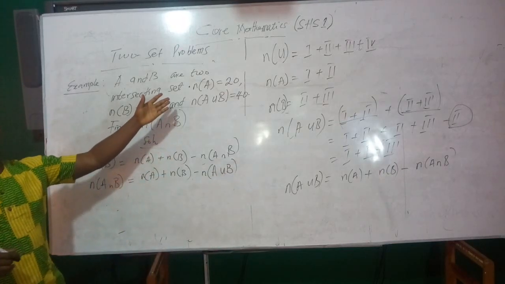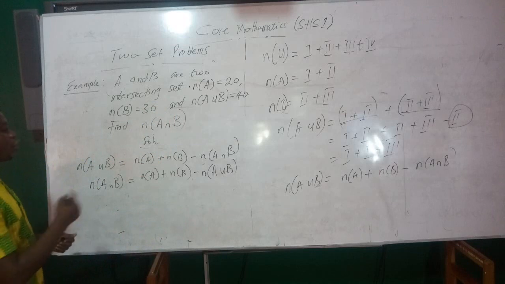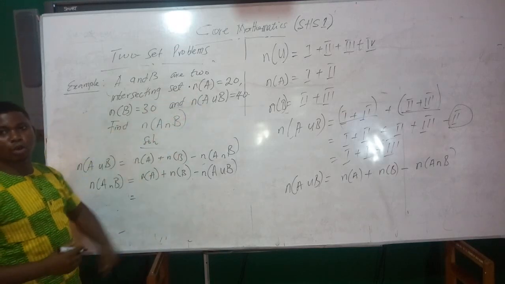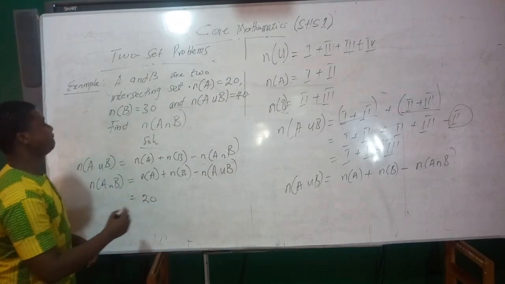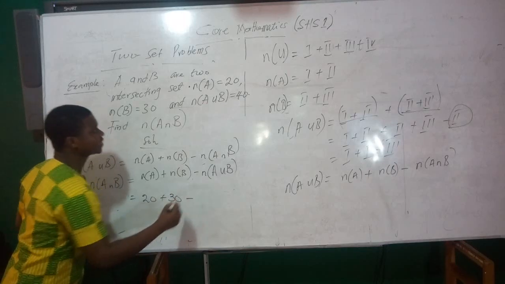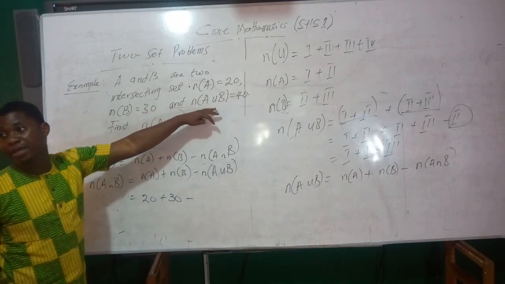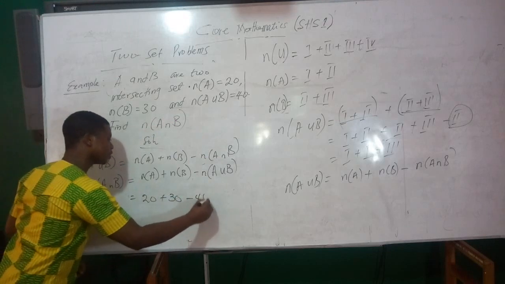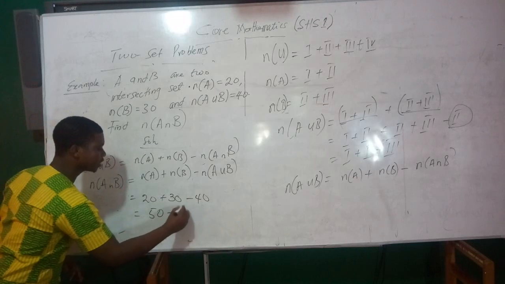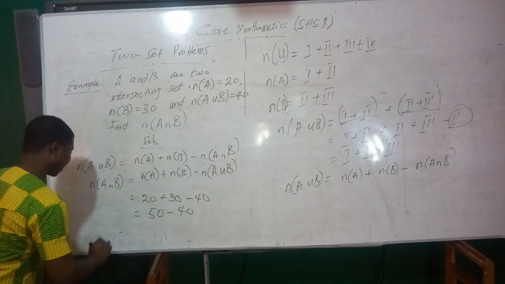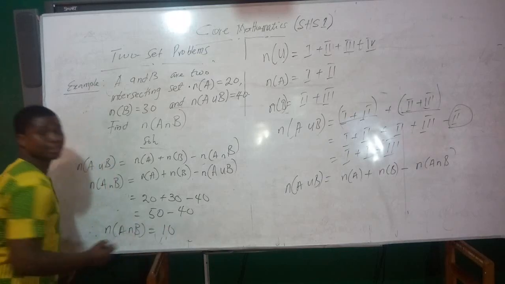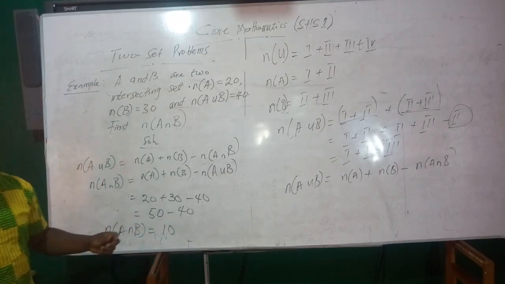But the question has already provided us with those data, so we just substitute those values inside. N of A is 20, plus N of B, 30, minus A union B, according to your question, is 40. So we have 50 minus 40. Therefore, N of A intersection B is equal to 10. And you are done with the question.